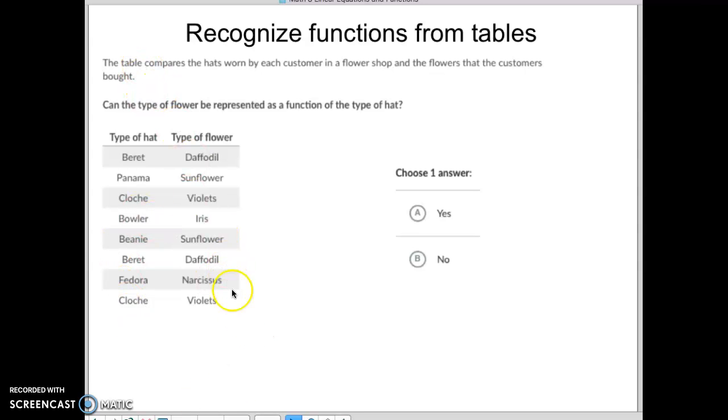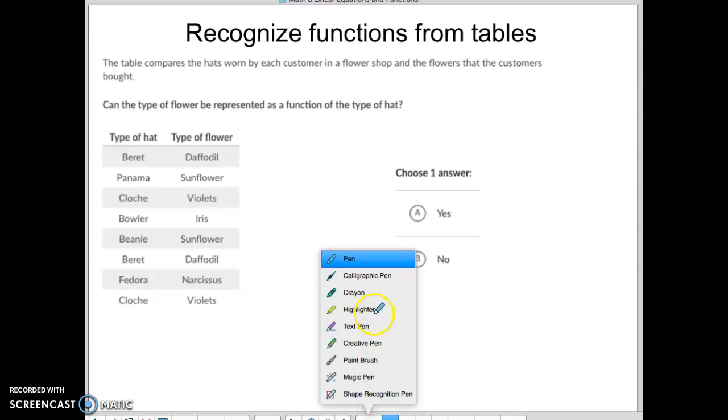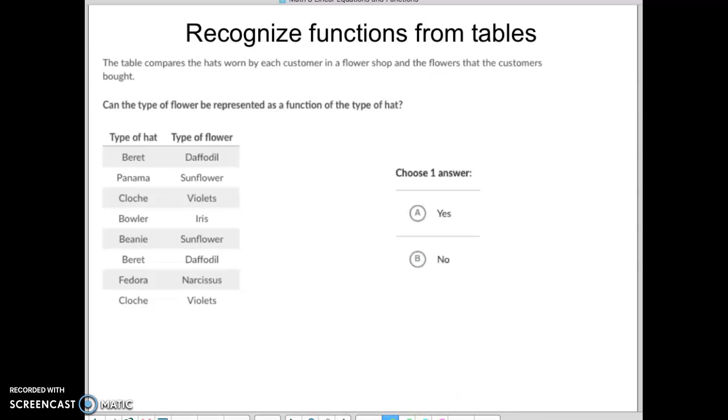You're going to notice we have this nice little table right here for you. And a function, to be a function, means that every input only has one output. So we're going to talk about that. Notice that this right here is the input, okay? This over here then is the output.